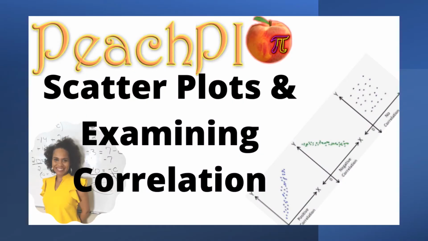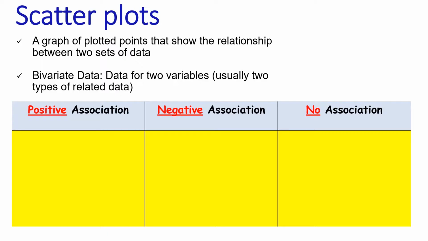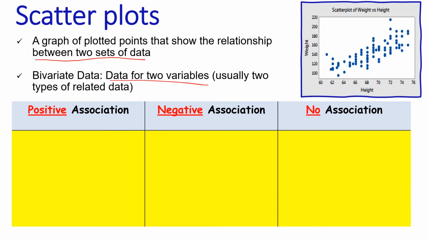In this lesson, we're examining scatter plots and correlation, so let's get started. A scatter plot is a graph of plotted points that show the relationship between two sets of data. This is called bivariate data, that is data for two variables, usually two types of related data. And here we have an example of a scatter plot. As you can see, the dots are spread about.